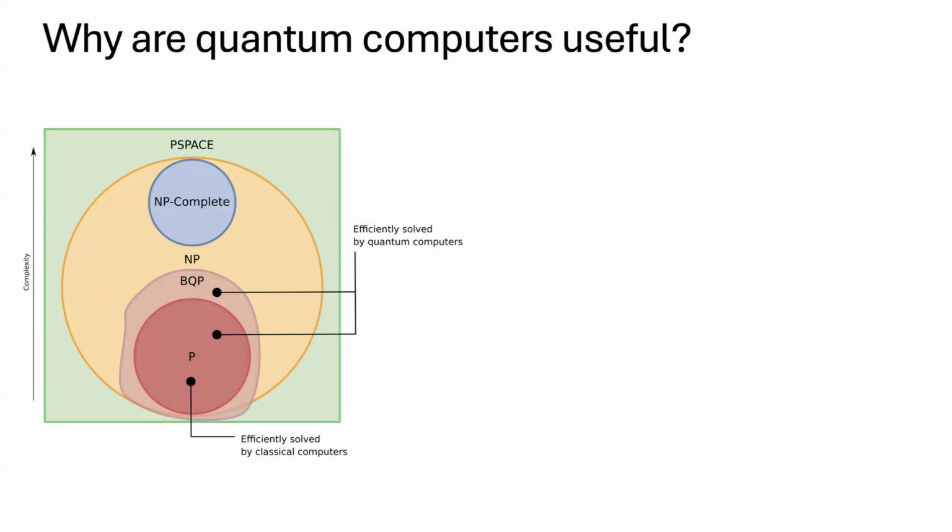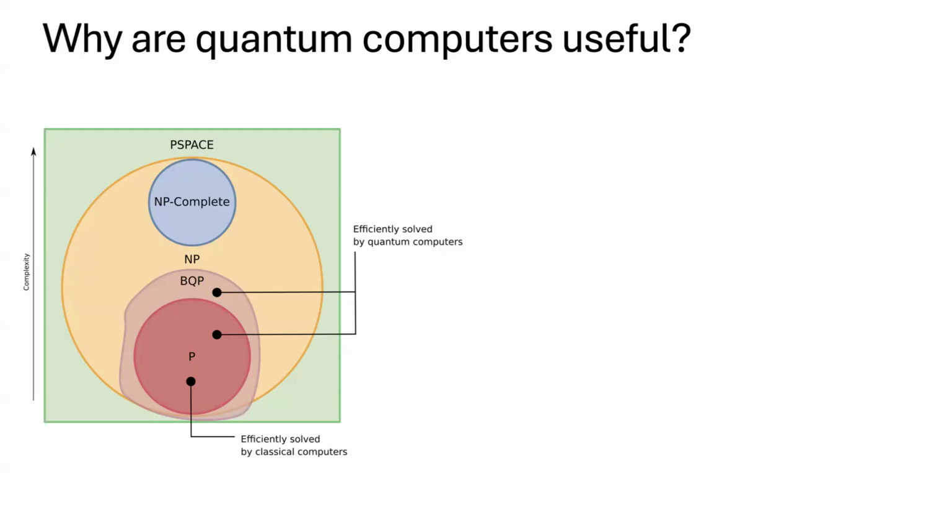Efficient by definition means in polynomial time as system size increases, and that's the P category here. And similarly, for quantum computers, you can ask what class of problem can be solved in polynomial time on a quantum computer. That's the BQP class. And then it's believed that BQP is bigger than P. So quantum computers are more powerful than classical ones.